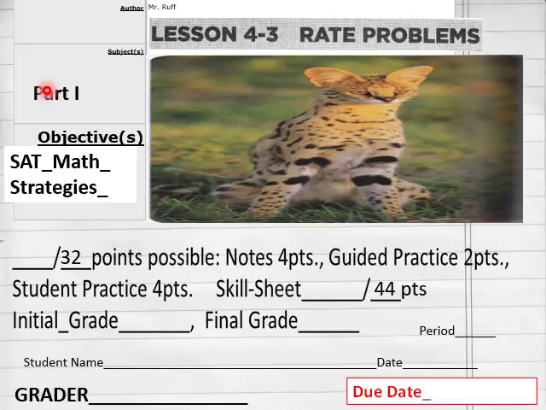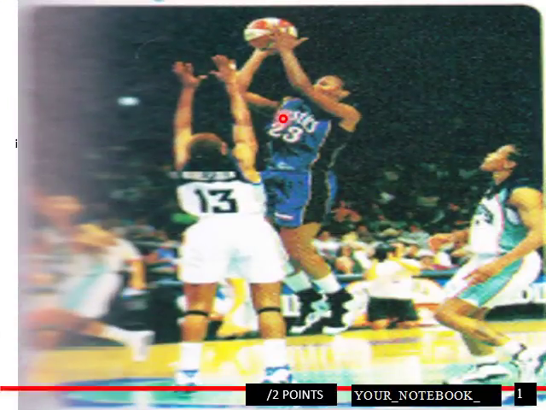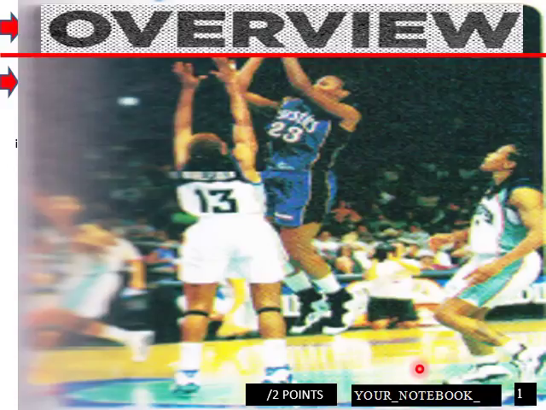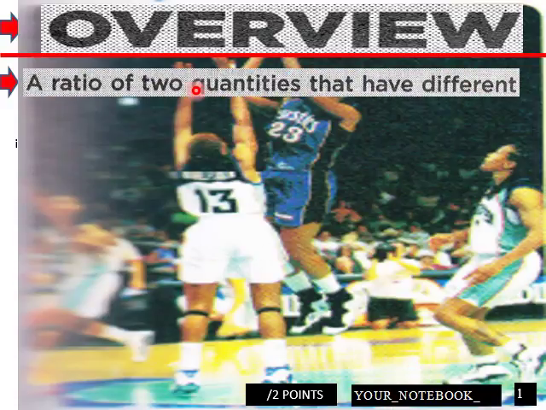4.3 rate problems, part 1. We have 30 points of notes to take. Hopefully you have your note-taking guide out. And we have a 44-point skill sheet, which is at the end of this PowerPoint. If you need skill sheets, email me for that. Notebook here, overview of this section.